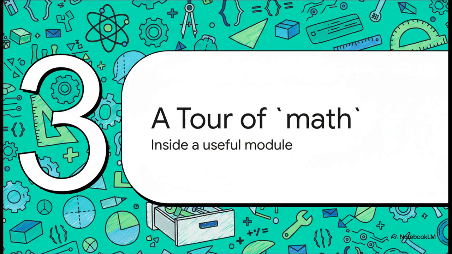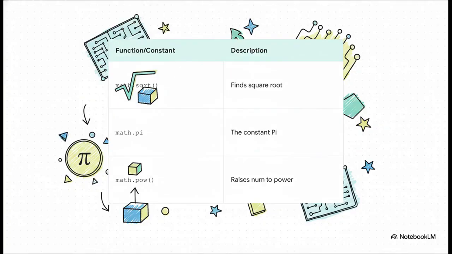Let's take a quick look around and see what this particular tool can do for us. And here are just a few of the greatest hits. You need the square root of something? Boom, just call math.sqrt. Need the value of pi for some geometry problem? No need to look it up. It's right there in math.pi. Need to raise a number to a power? You got it. math.pow is ready to go. All pre-built, tested, and waiting for you.